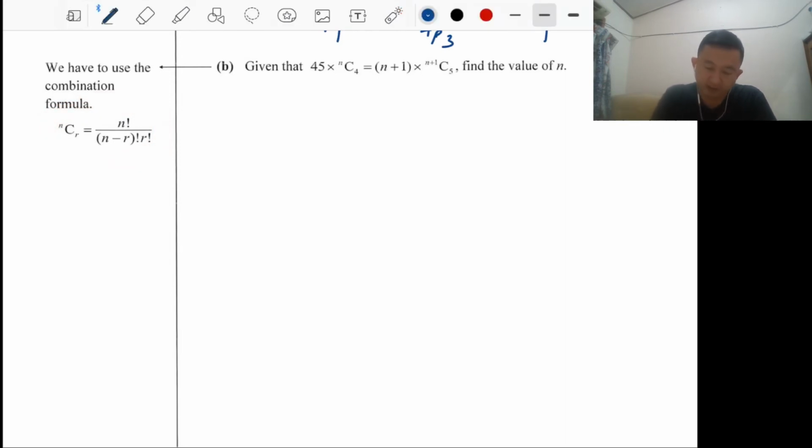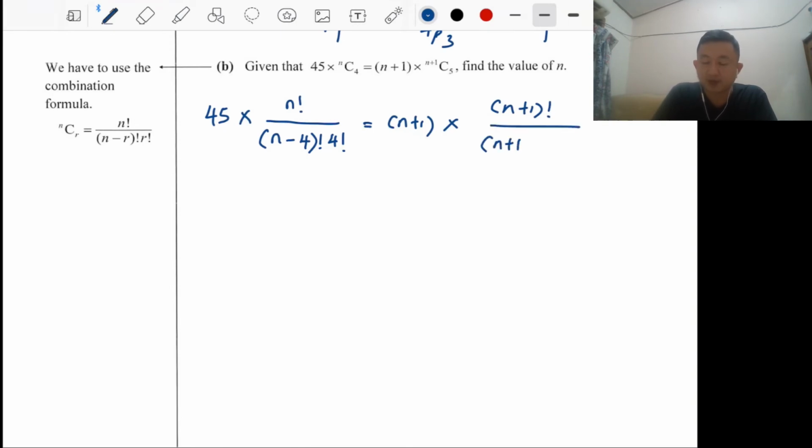Okay, let me write it up for you. So we have 45 multiplied by nCr, which is n factorial over r factorial times n minus r factorial, with n being 4 here. Equals n plus 1 multiplied by n plus 1 over r factorial. Okay, right? If you look at it this way.